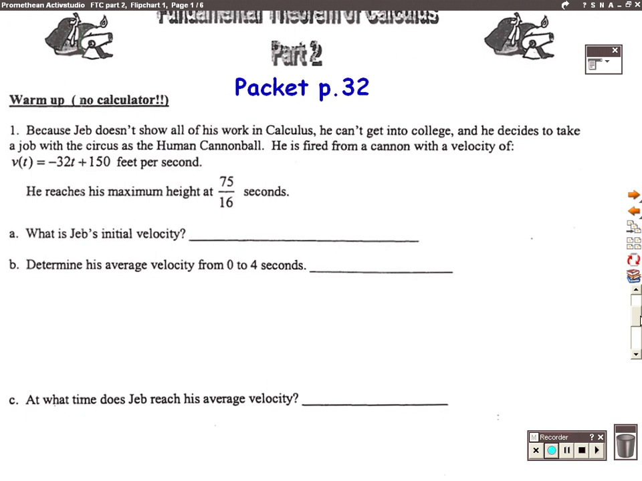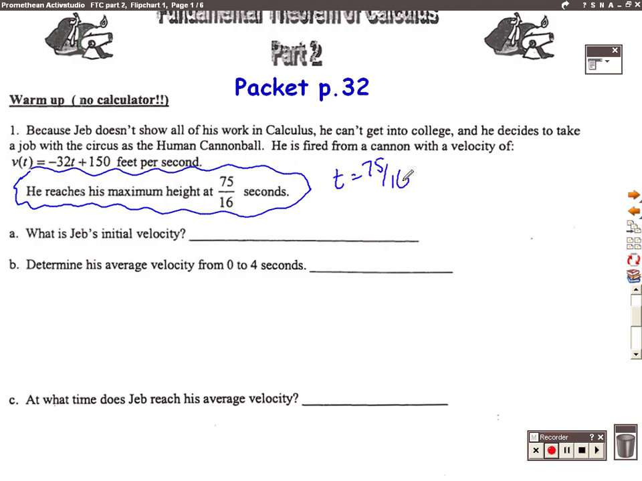Because Jeb, of course a former student, doesn't show all of his work in calculus, he can't get into college, and he decides to take a job at the circus as the human cannonball. He's fired from a cannon with a velocity of negative 32t plus 150 feet per second. This is important, and this is part of the reason that we're not going to need our calculator, because the problem tells us he reaches his maximum height at a time of t equal to 75/16 of a second. That's going to be something we're eventually going to use.